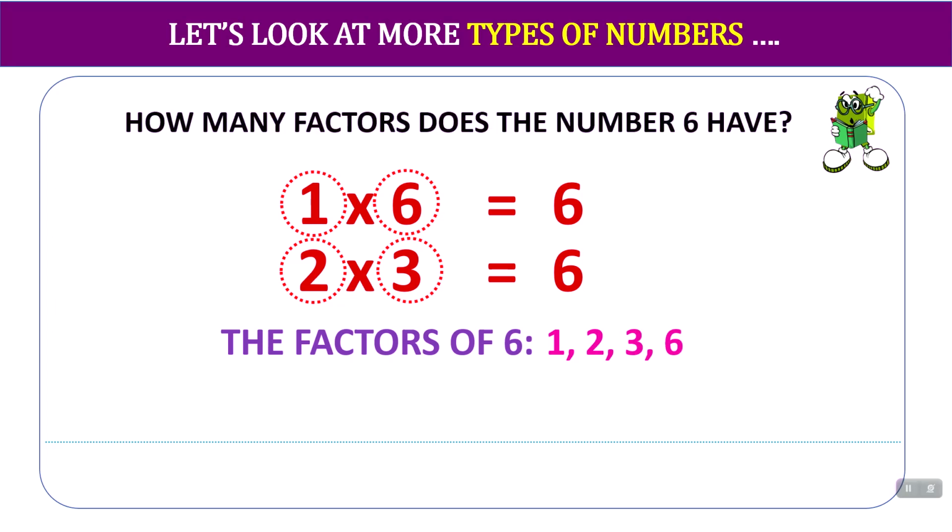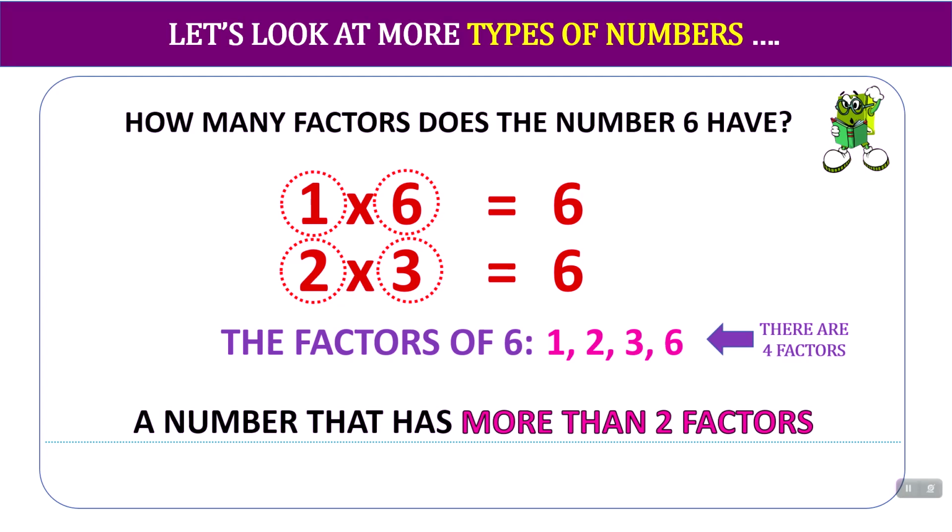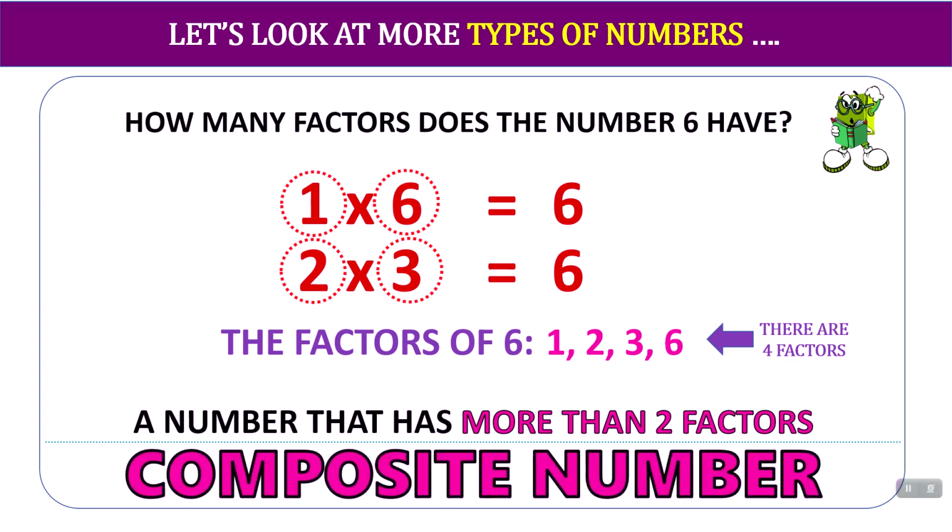How many factors does the number 6 have then? If we counted the circles, we can see that there are 1, 2, 3, 4. There are 4 factors. The number 6 has 4 factors. And a number that has more than 2 factors, we call that a composite number.